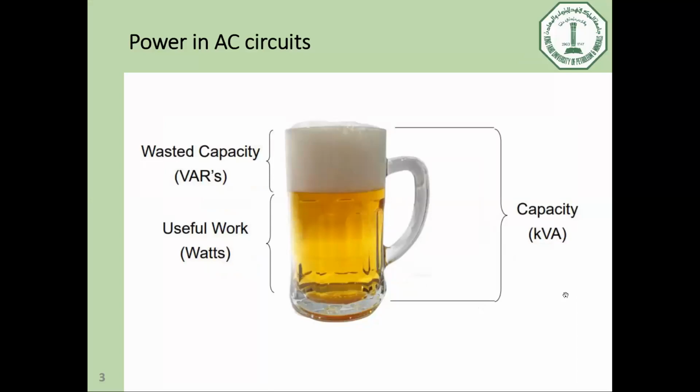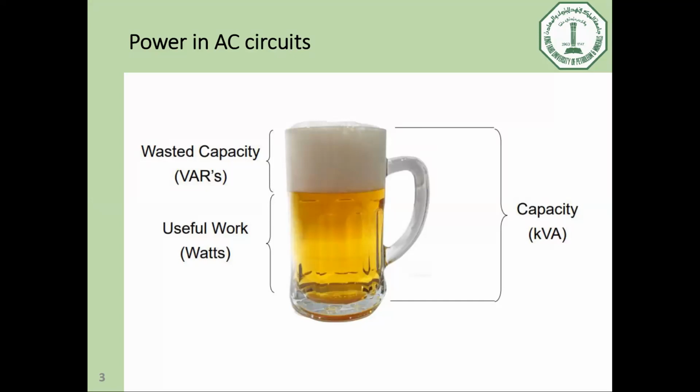Yes. Good. As you can see, in this cup we have a liquid, any kind of choice, and we have some foam at the surface. The liquid itself represents the active power, which is useful for us. This is measured in watts. However, the foam represents reactive power. The foam is something not important for us. However, in electricity, it helps in power transfer and control.